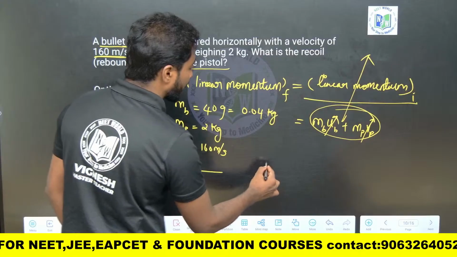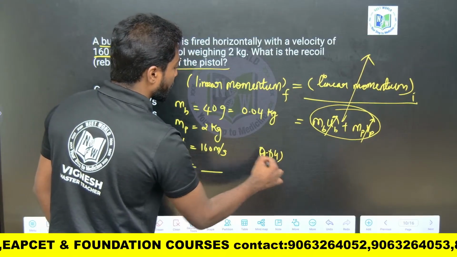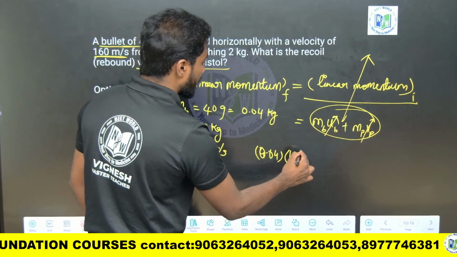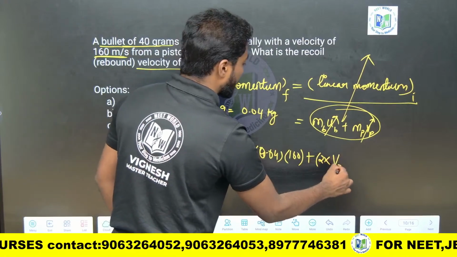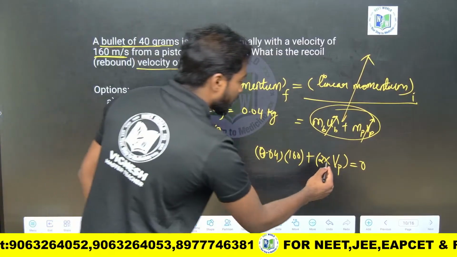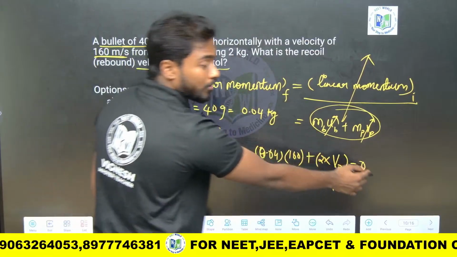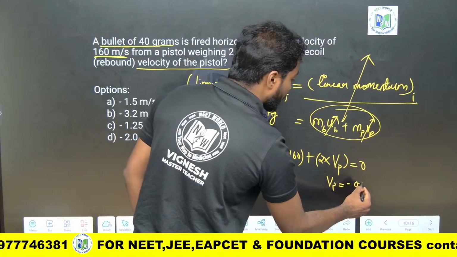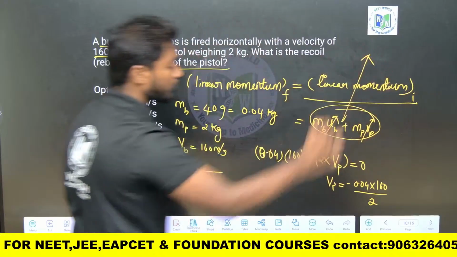So from this I can say that 0.04 into the bullet velocity, 160, plus 2 into velocity of the pistol should be equal to 0. Now what I can say, Vp is equal to, if it goes in the other side, minus 0.04 into 160 divided by 2.